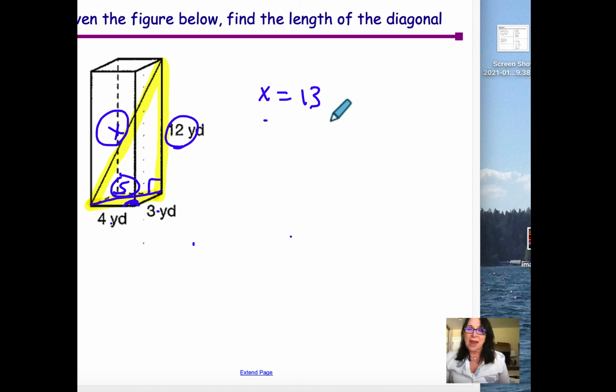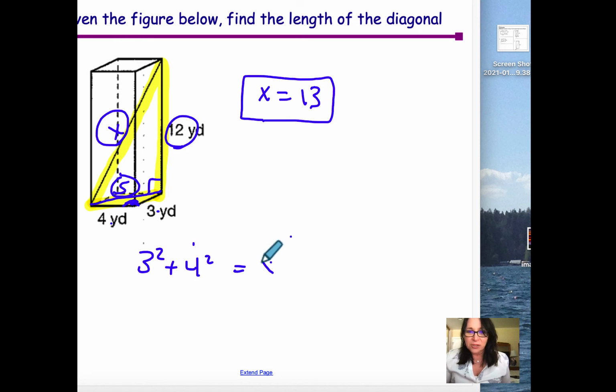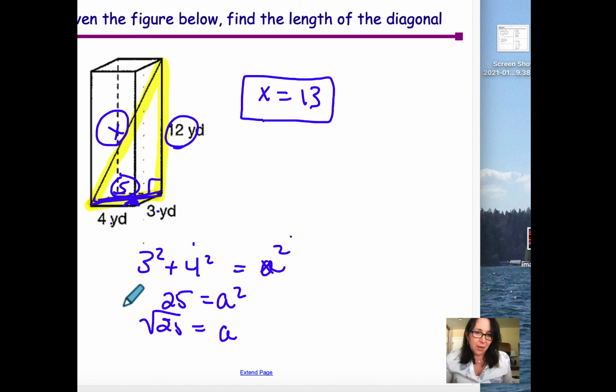If you didn't know that, and if you forgot, what you would have to do is use the Pythagorean Theorem twice. You'd go 3 squared plus 4 squared is equal to, well, this length here, we'll call that a squared. And then what do we have? 16 and 9, which is 25, so equals a squared. So then a equals the square root of 25, which is equal to 5. So that gives me this length.